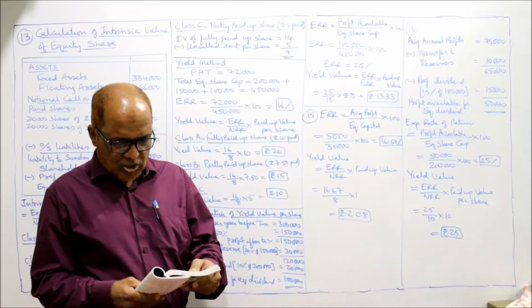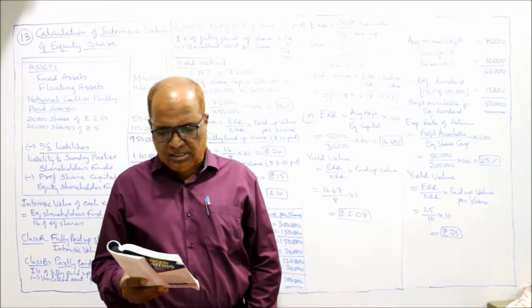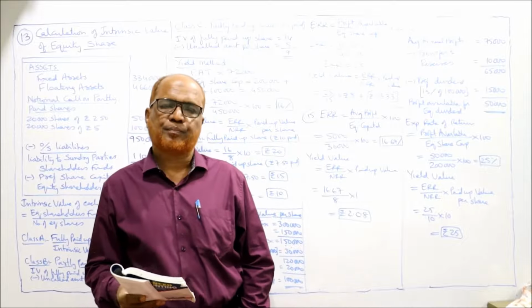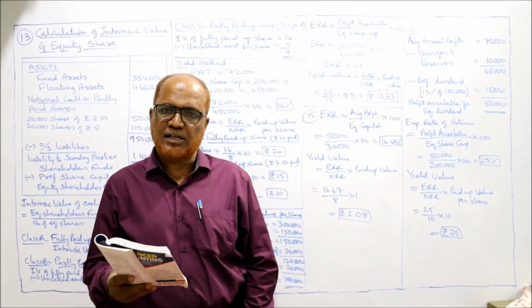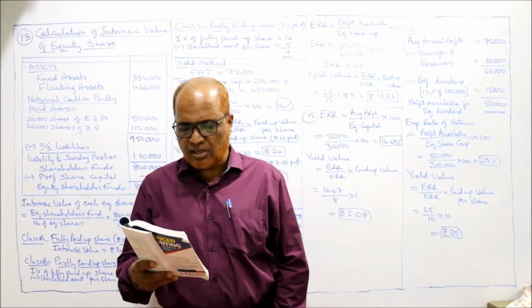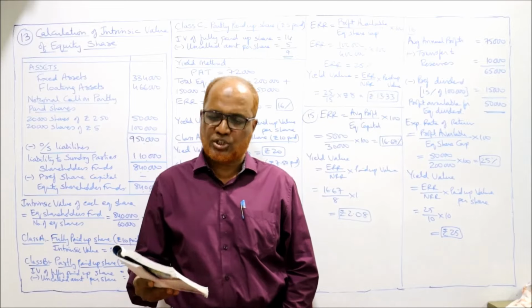From the following information, calculate the value of equity share. The paid up share capital of the company consists of 1,000 15% preference shares of 100 rupees each. So 1,000 shares of 100 rupees each, that is 1 lakh rupees of preference shares, and 20,000 equity shares of 10 rupees each. So 20,000 into 10, 2 lakh rupees equity share capital.